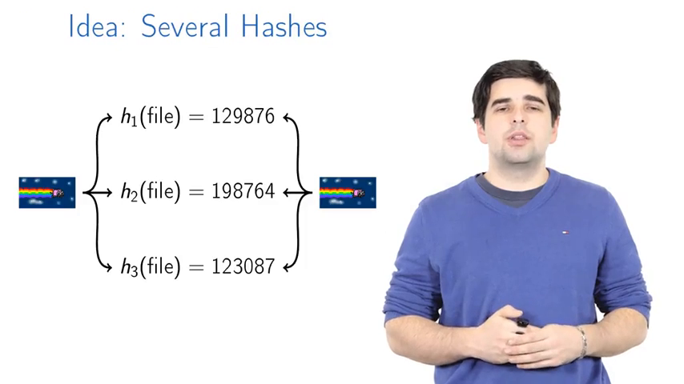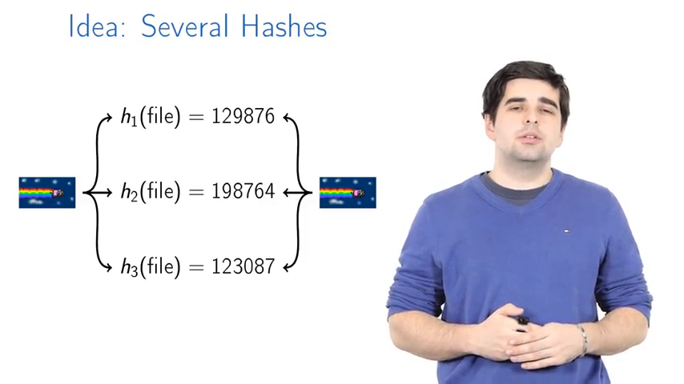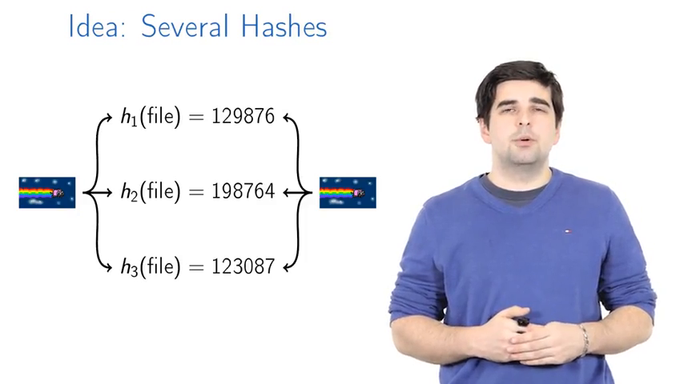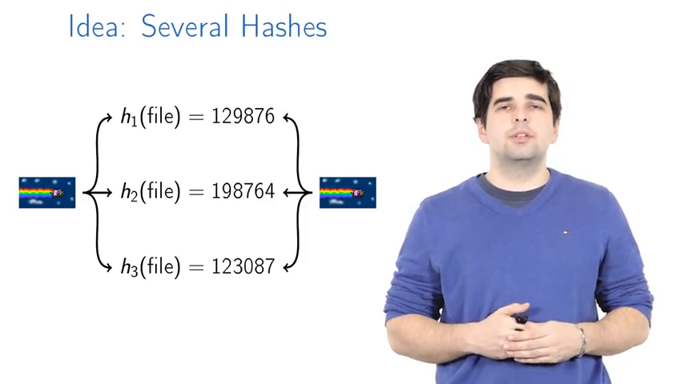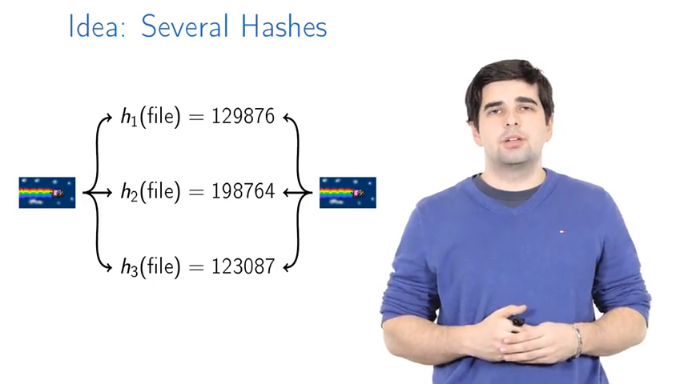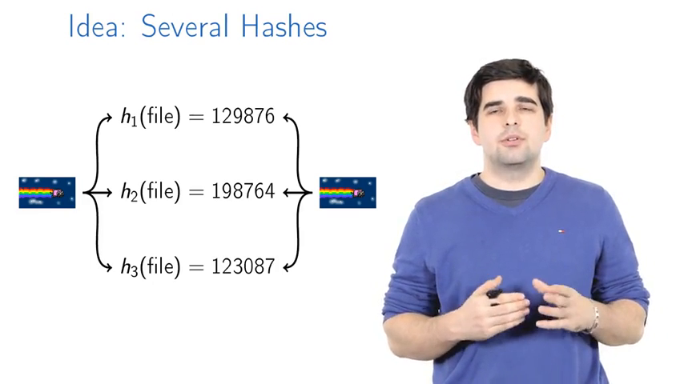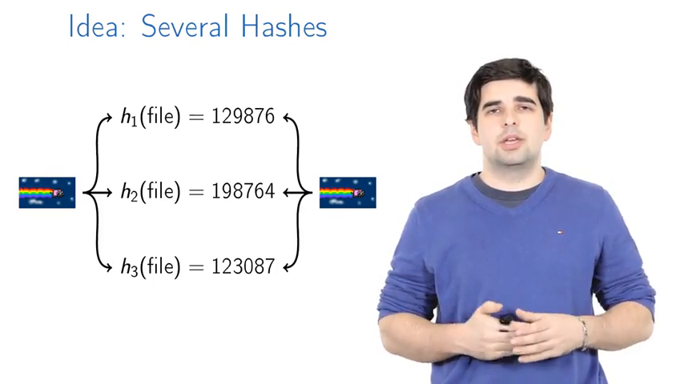So what can we do? Another idea is that we can use several hash functions. If we have two equal files, even if we compute 5 different hash functions, their values on these two files will be the same.